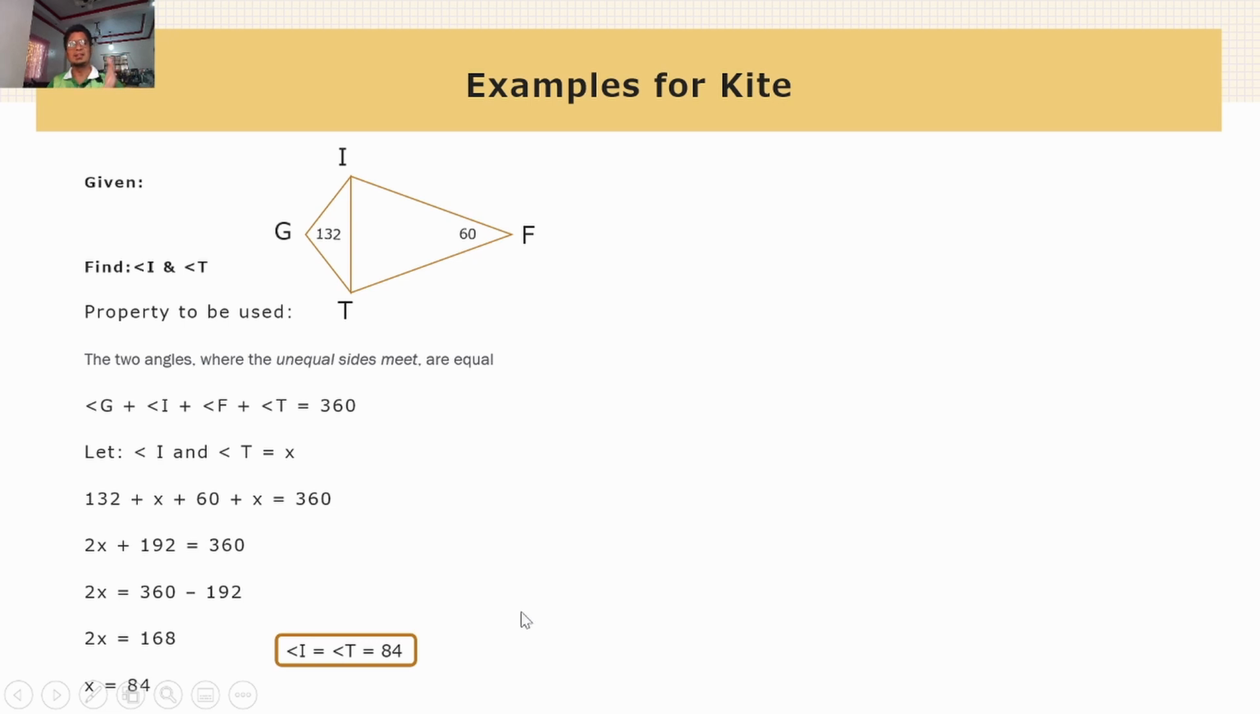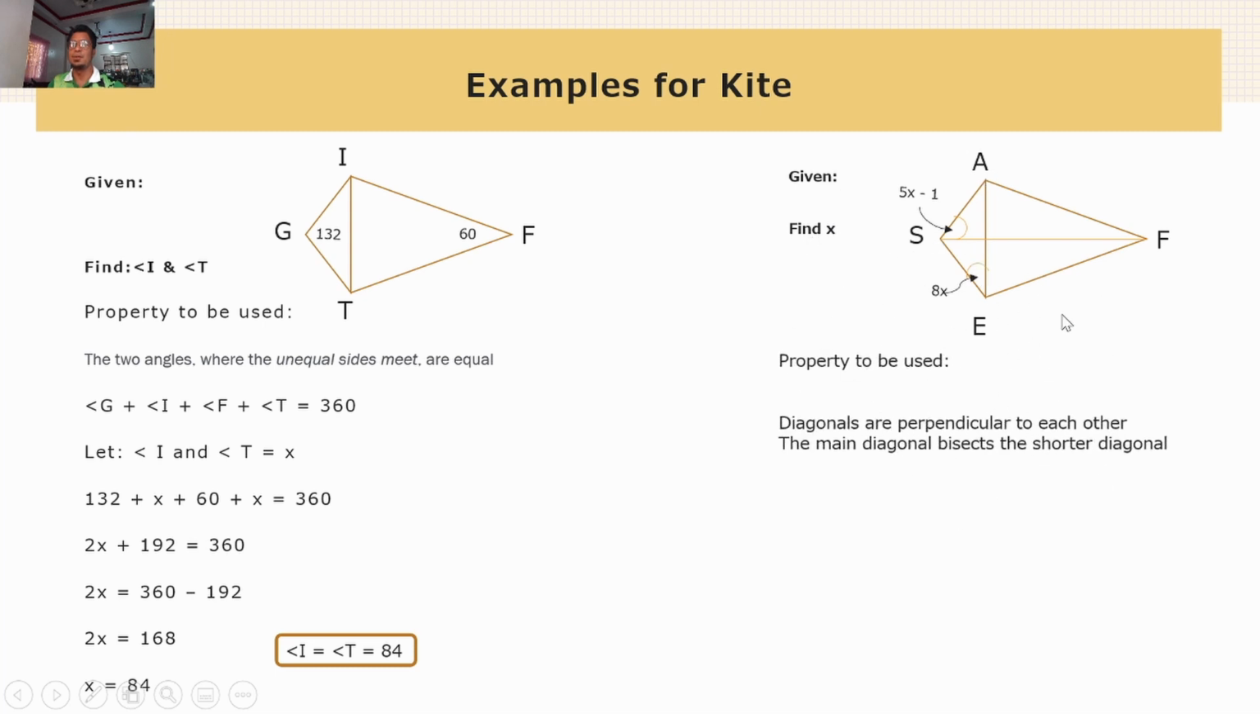So I hope I'm making sense here and you understand what I'm trying to impart po sa ating lahat. No po? So another example here, we have here now the kite SAFE, and ang measure natin, itong angle na to, 5x minus 1. Etong kabila, 8x. Given, find x. Ito yung given, ang hahanapin natin x.